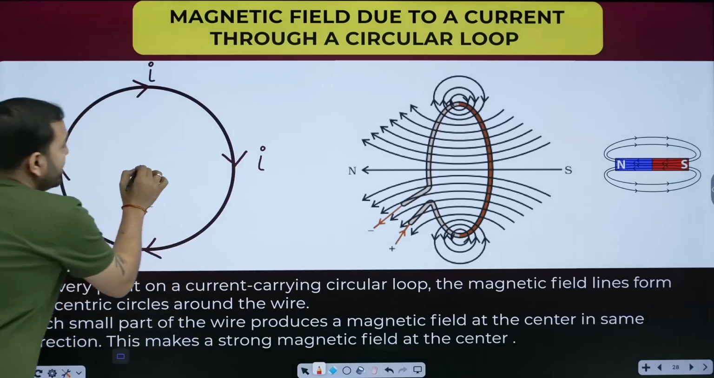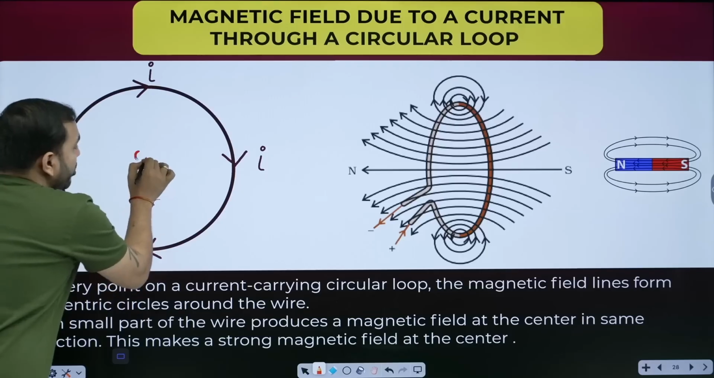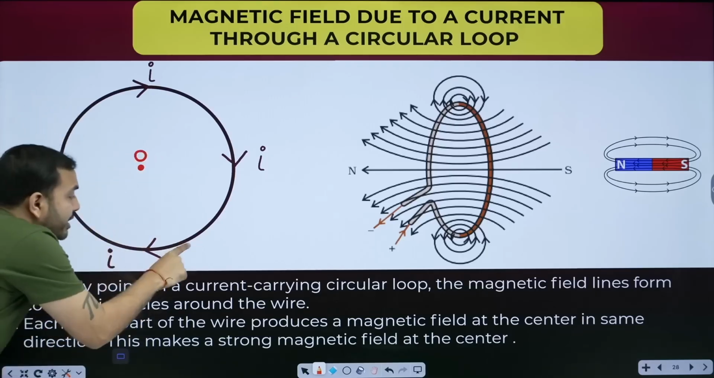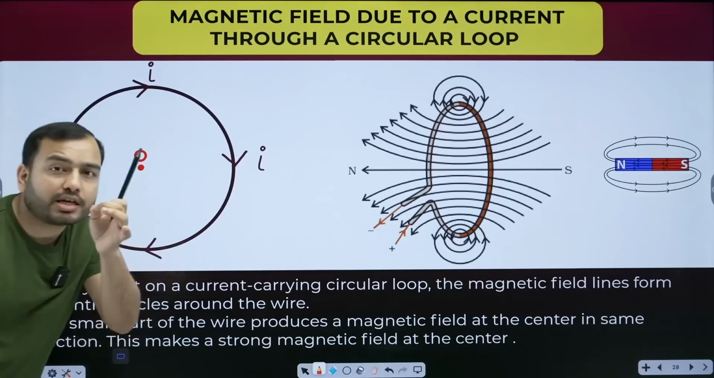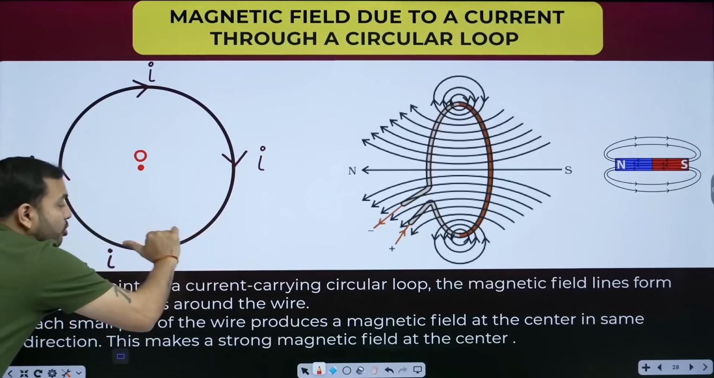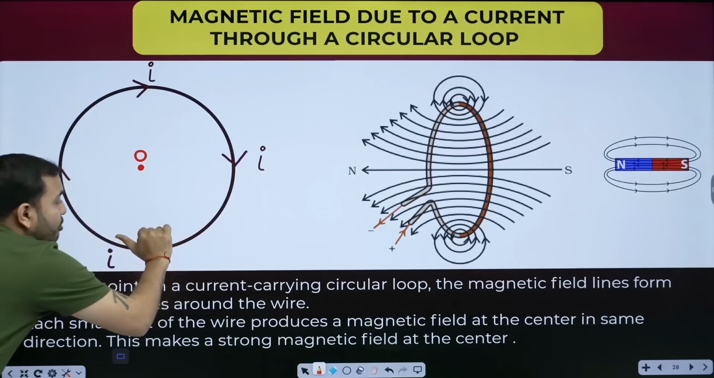I take a point at the center. At the circle center, I took point O. Here you have to tell the magnetic field due to this current at this point. Pause and comment how it will be. I will take my right hand, place the thumb in the direction of the current. I need the magnetic field at O.